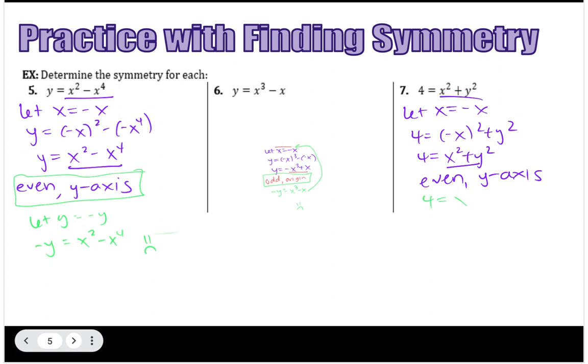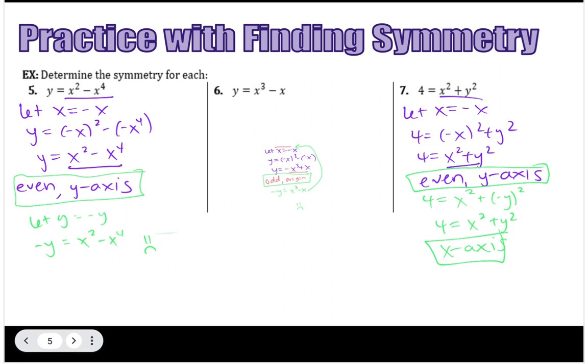Number 7, if we plug in negative y, we're going to end up squaring that. So we're going to end up with exactly the same function. So this function also has symmetry about the x-axis. So x-axis and y-axis symmetry, which makes sense because number 7 is a circle.